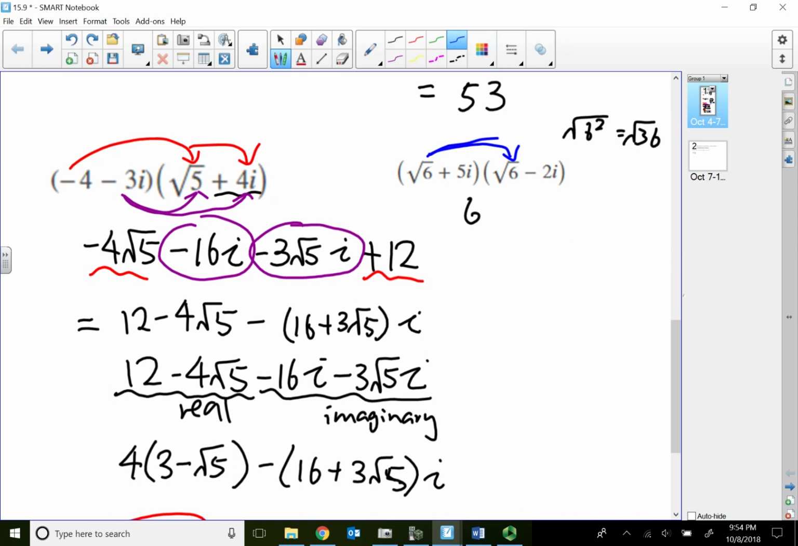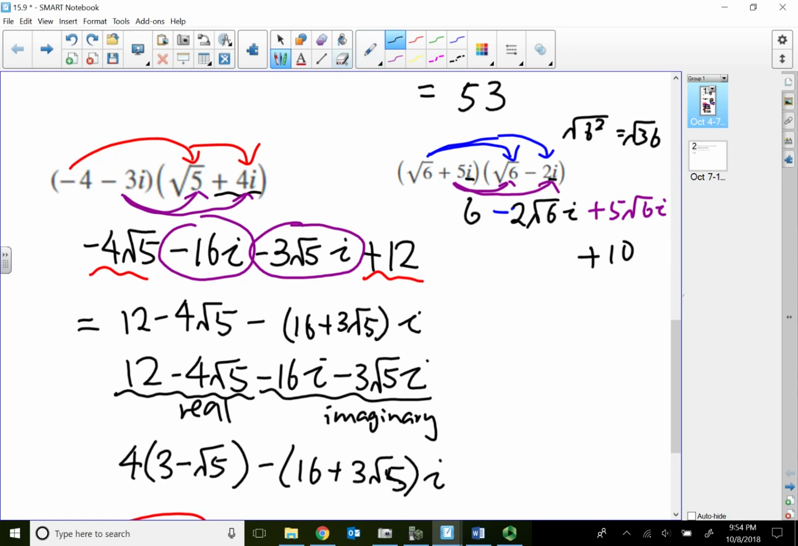Square root of 6 times negative 2i, negative 2 square root of 6i. All right, inner. Positive 5i times square root of 6, positive 5 square root of 6i. Ooh, this is interesting. Positive 5i times negative 2i. Positive 5 times negative 2 is normally negative 10. But again, i times i is negative 1. That will make my 10 positive.